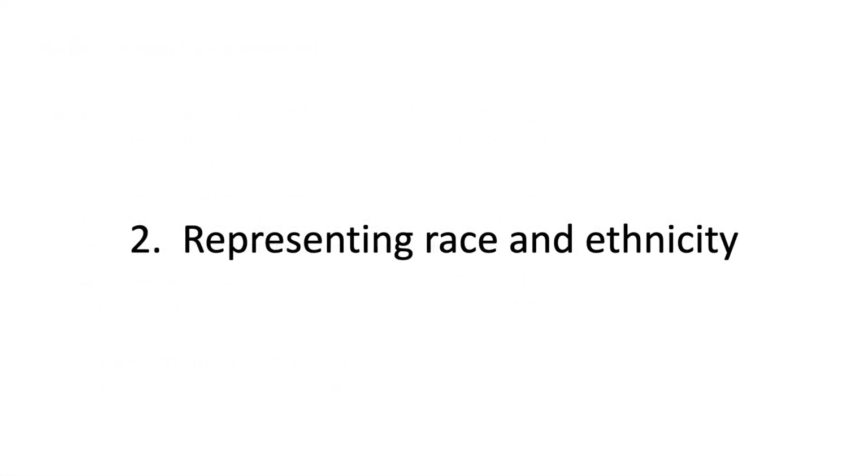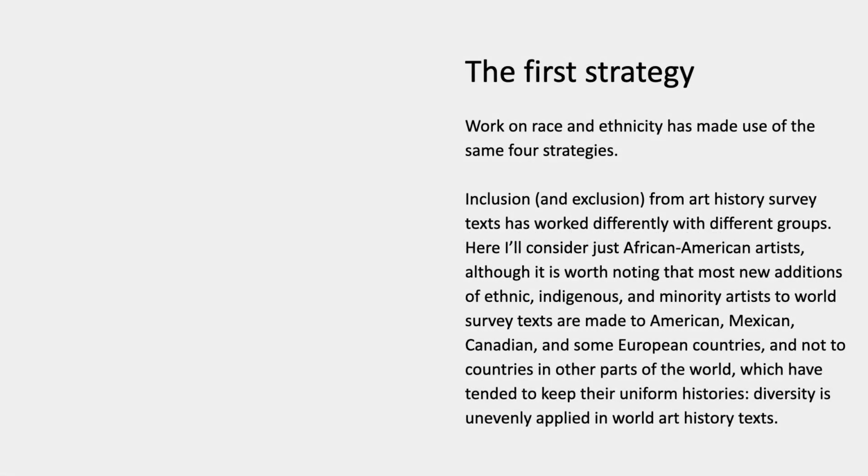So second topic is representing race and ethnicity. Work on race and ethnicity in art history surveys has also made use of these same four strategies. Inclusion and exclusion from art history survey texts has worked differently with different groups.